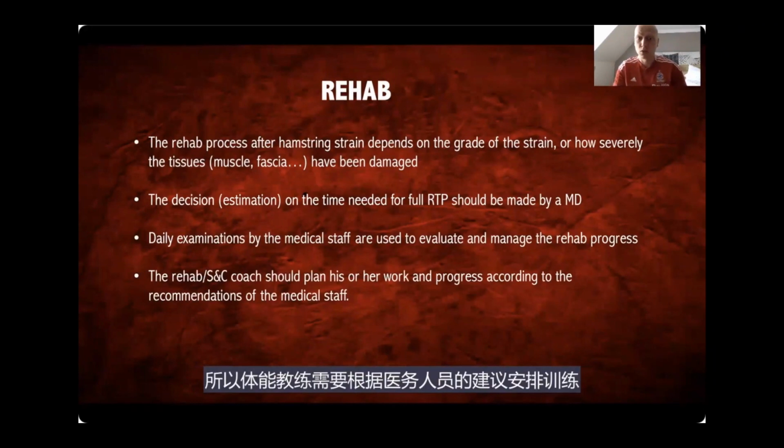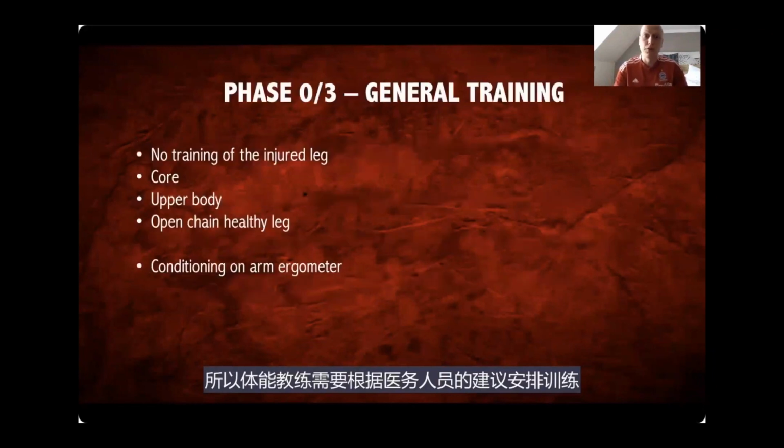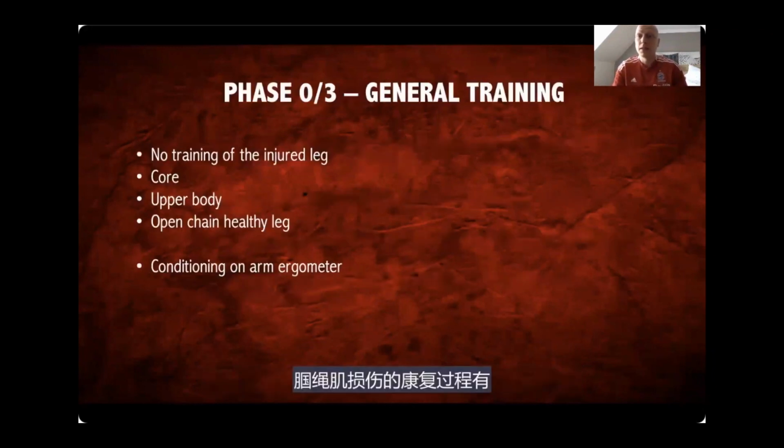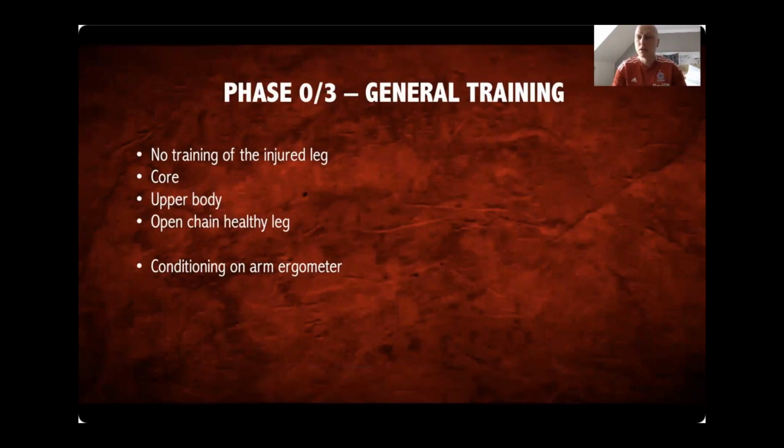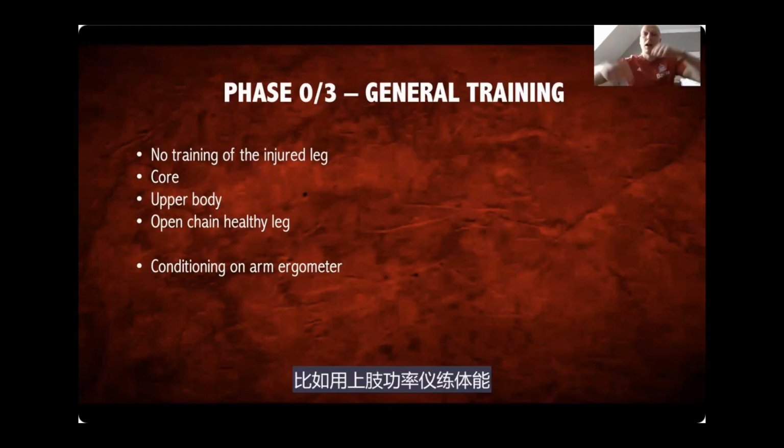So strength and conditioning coach or rehab coach should plan all the activities according to the recommendations of the medical staff. And then basically we have a couple of phases in hamstring strain process. We can say that first phase is 0 out of 3 because in that phase we are as strength coaches not doing anything basically for a lower body. It's a general training where we work on core, upper body, open chain exercises for not injured leg, and we can do some conditioning on, for example, arm ergometer.